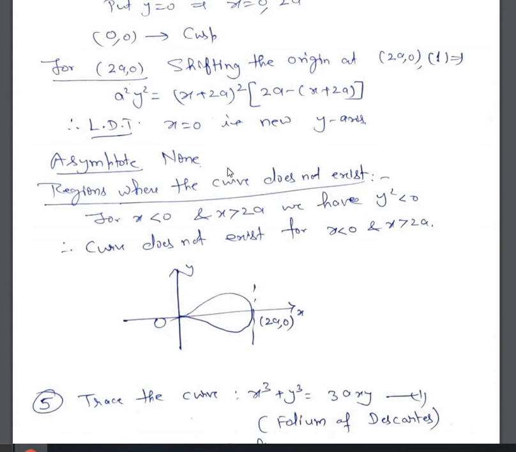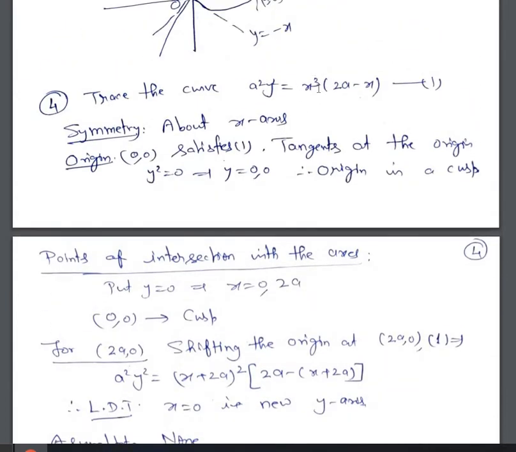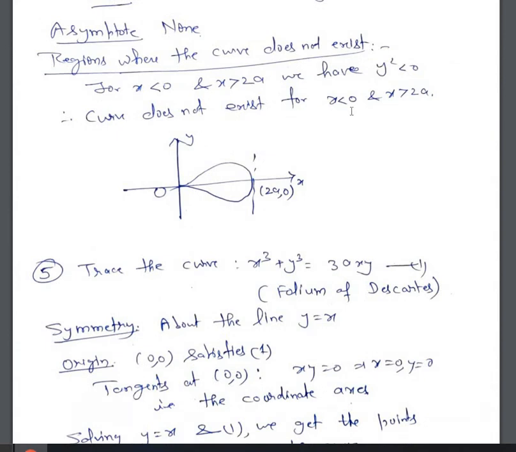There is no asymptote parallel to either x-axis or y-axis. Regions where the curve does not exist. From the equation of the curve you see that if x is negative or x is greater than 2a, then y square is negative. So therefore the curve does not exist for x less than 0 and x greater than 2a. So draw the curve. See, 0, 0 is the cusp, so tangents are identical. At 2a, 0, we got this tangent, right? So the shape of the curve is like this.